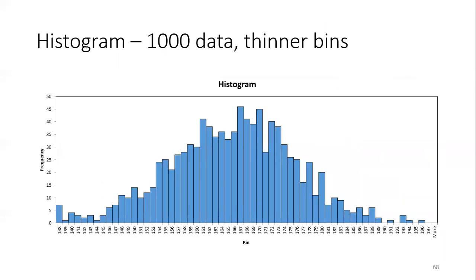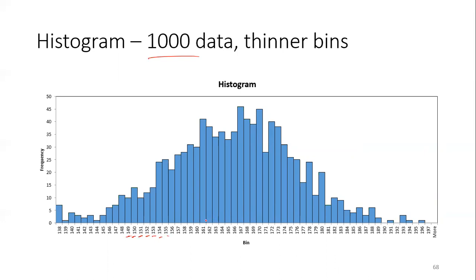Now again, I have 1,000 data points, but instead of the histogram intervals having a width of 5 centimeters, now they have a width of 1 centimeter. So there are a number of guys whose height is 149, 150, 151, 152, 153, 154, 155, and so on and so forth.